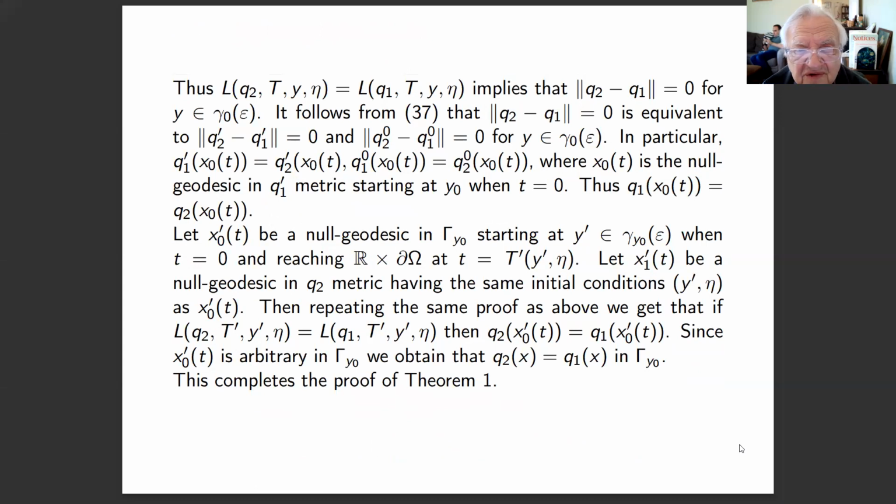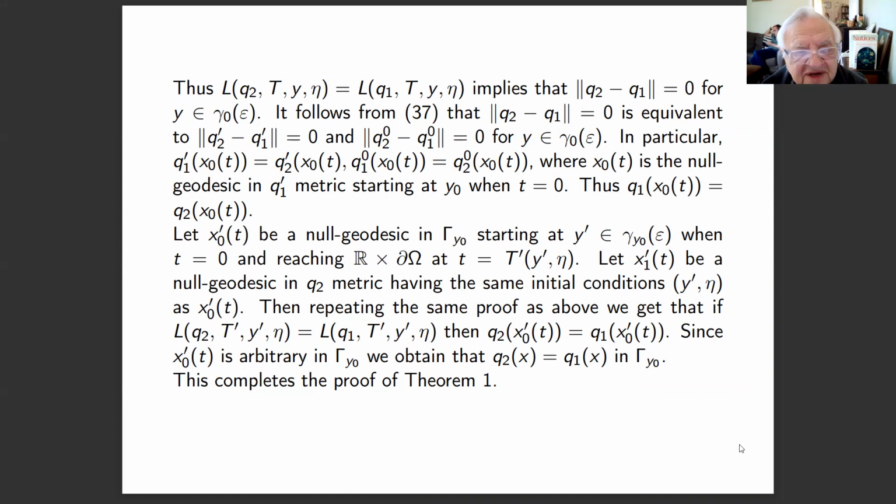Therefore, if LQ2 equals LQ1, this implies that the AQ norm of Q2 minus Q1 equals 0 for y equal gamma 0 epsilon. Now, the norm of Q2 minus Q1 equal to 0 is equivalent to Q2 prime minus Q1 prime equal to 0, and the norm of Q02 minus Q01 equal to 0 for y equal 0 epsilon.